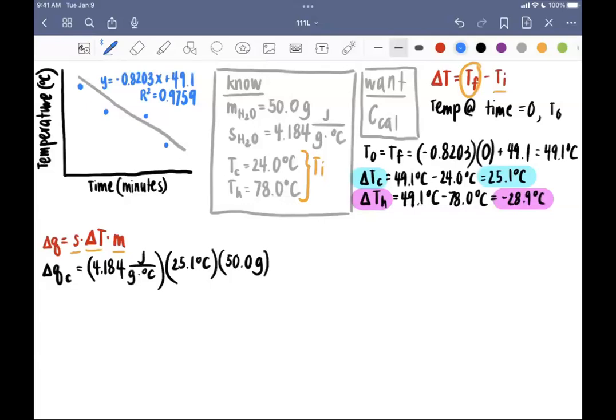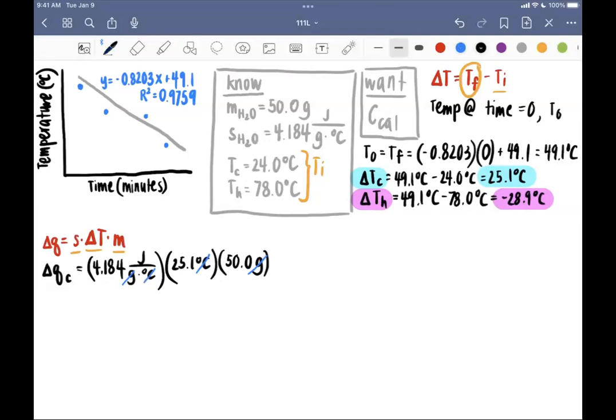And so delta QC for the change in heat for the cold water is going to allow us to make sure that we have some sort of joules in our final answer, but going through and looking at what's in the denominator and in the numerator, we see grams. We also see degrees Celsius in the numerator and denominator. So we would be left with an answer in joules here.